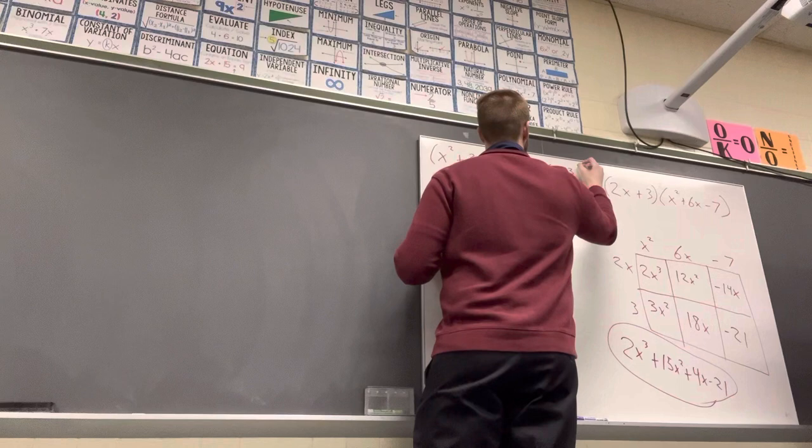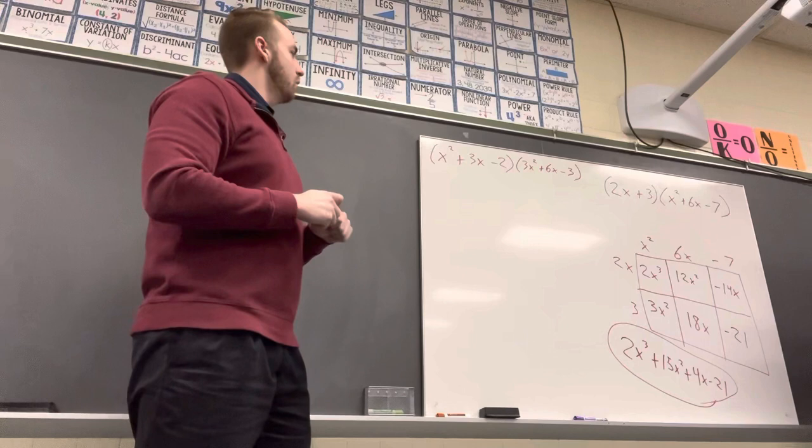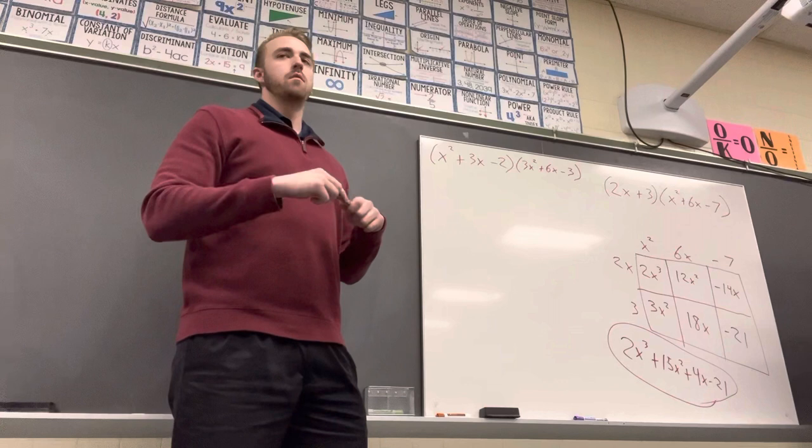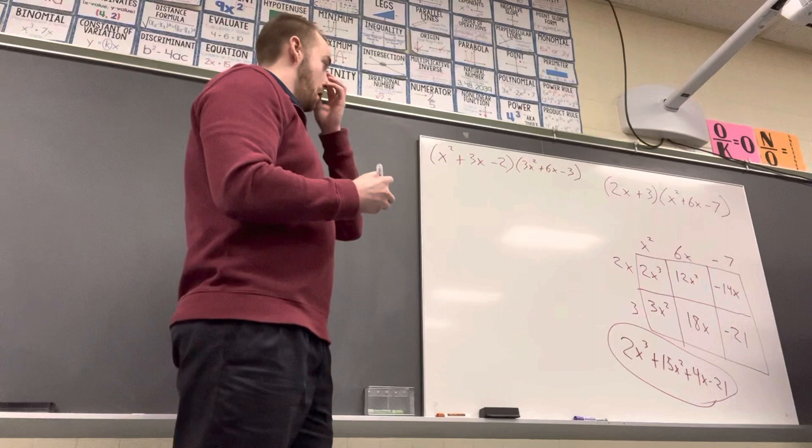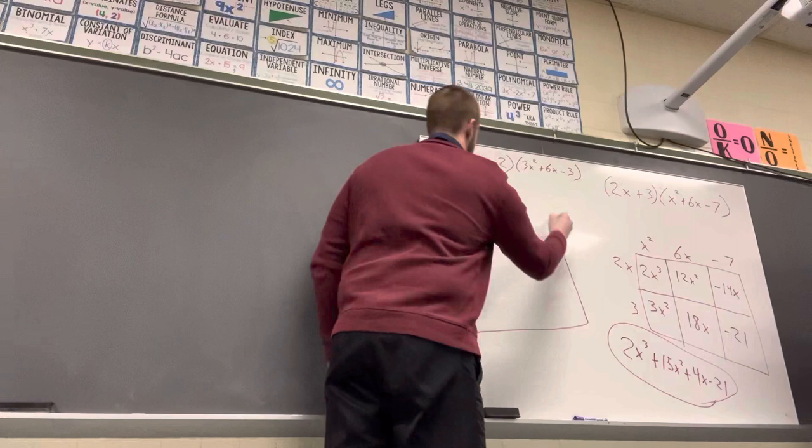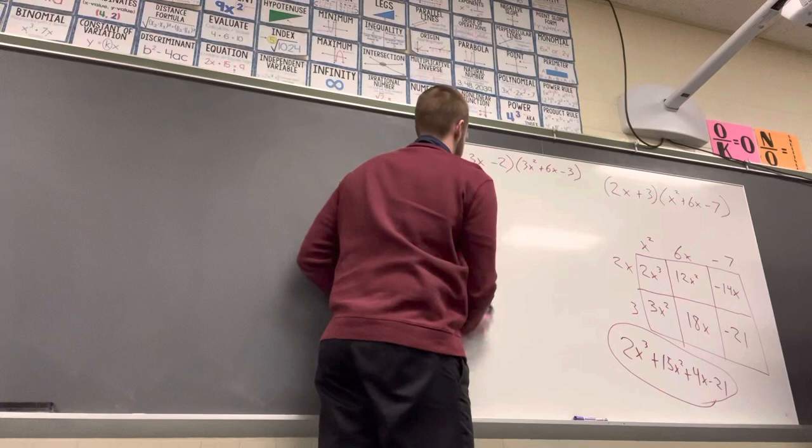All right, so what method would you like to use? We're going to do one, then we'll try one on our own. What one do you want to use? You want to do the box? Let's do the box. So we use the box. All right, we got a couple more terms, so we'll make sure we make the box big enough, and maybe not that slanted.